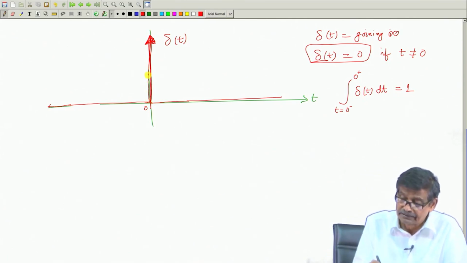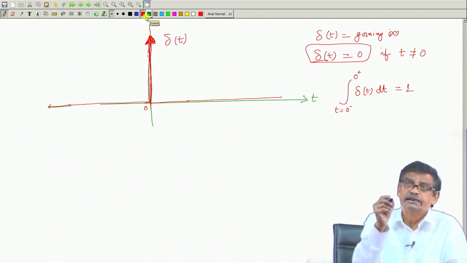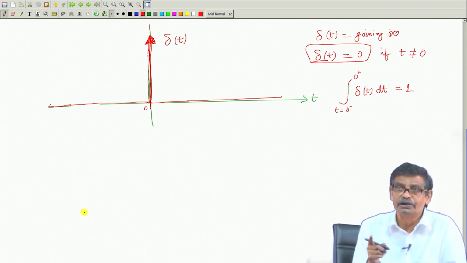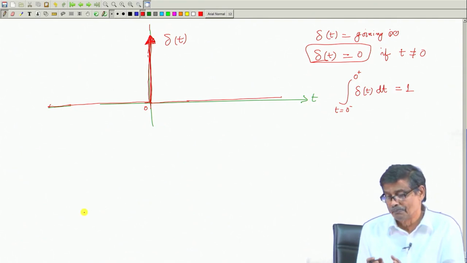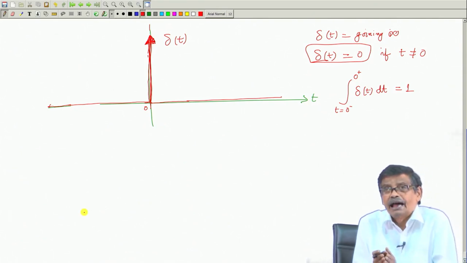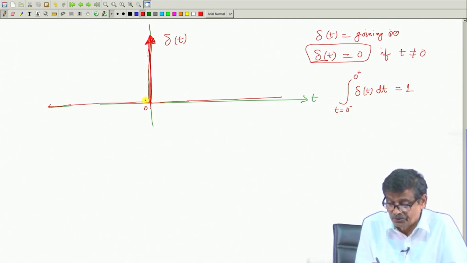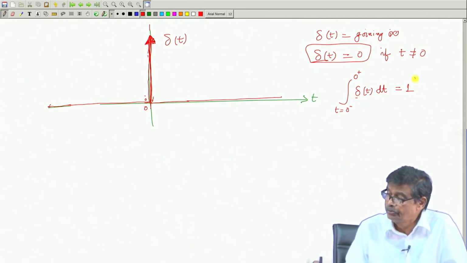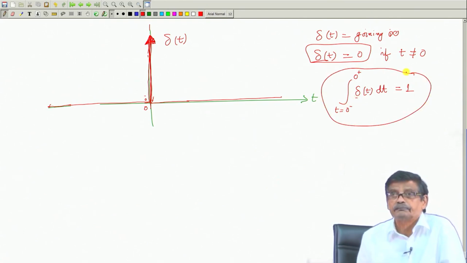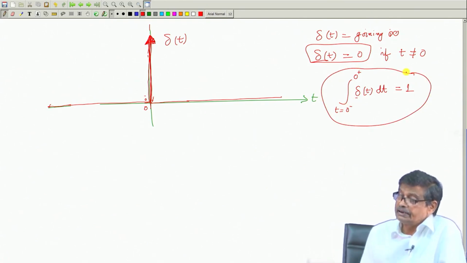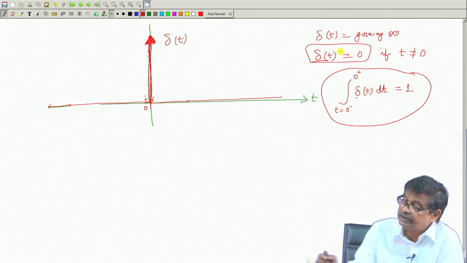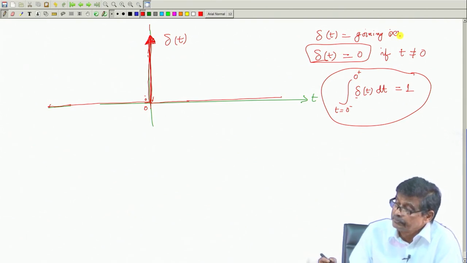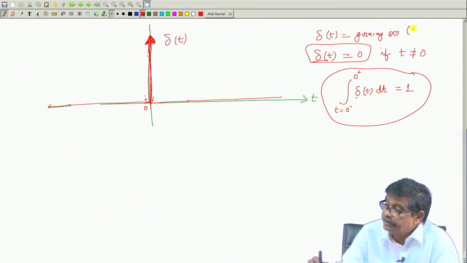Therefore, this impulse, however high it becomes, so long as you are not putting h equal to 0, but collapsing it as close as 0 minus to 0 plus, the area under the curve has to be 1. So, about the delta t function, I can say its amplitude at t equal to 0 cannot be defined.